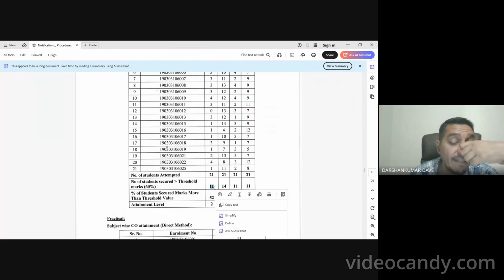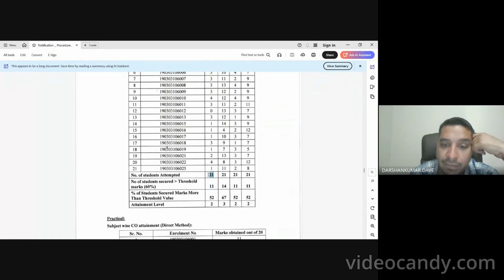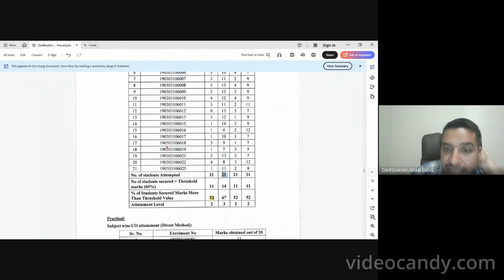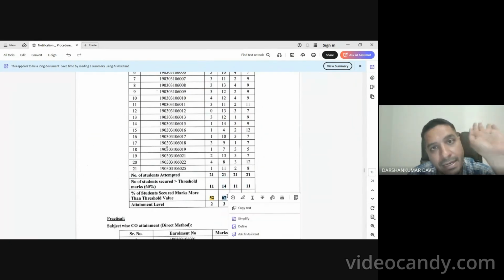Okay? Now, 11 students have obtained marks more than 60%. So my percentage will be 11 divided by 21, that is 52%. For course outcome 2, this number was 20, so I will calculate 14 divided by 20, and that percentage will be written here. Is that clear? Is it clear how to calculate this percentage?